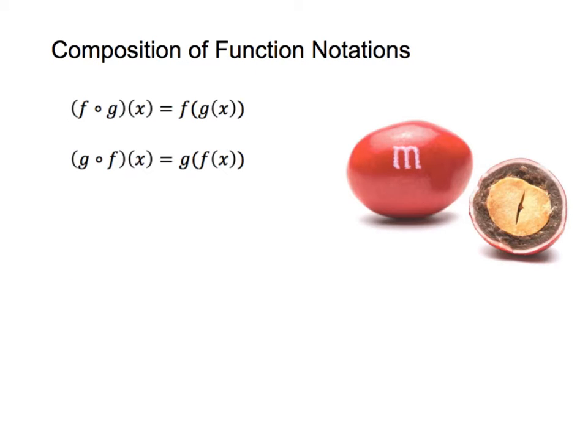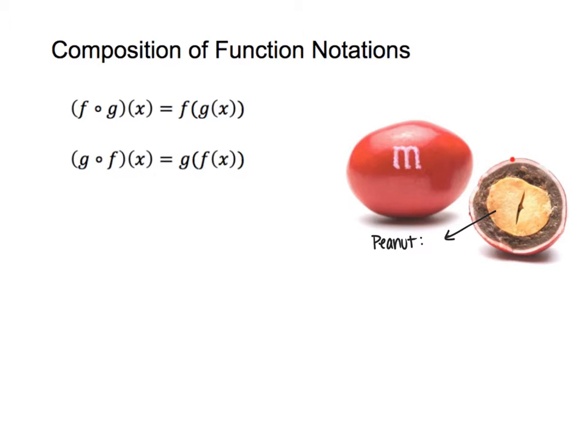So we're going to talk about something called composition of function notation. And what I like to think of function composition is kind of like a peanut M&M. If you've ever had a peanut M&M, you have to start with the peanut, right? Because there are three layers of a peanut M&M: the peanut, the chocolate, and the candy shell.